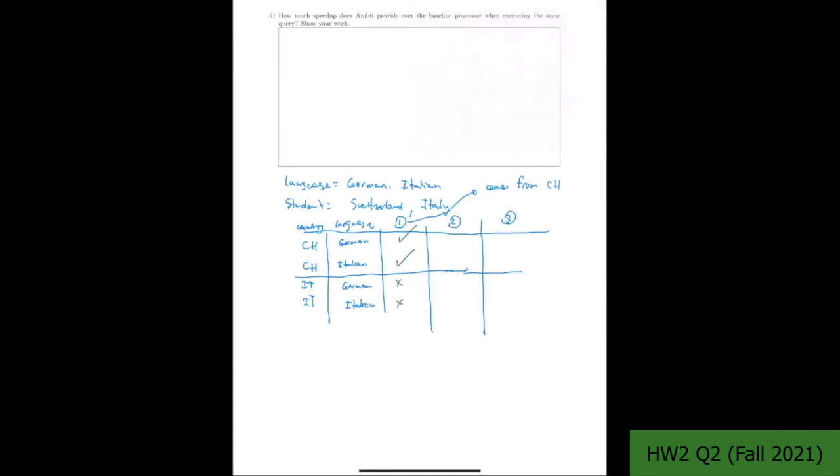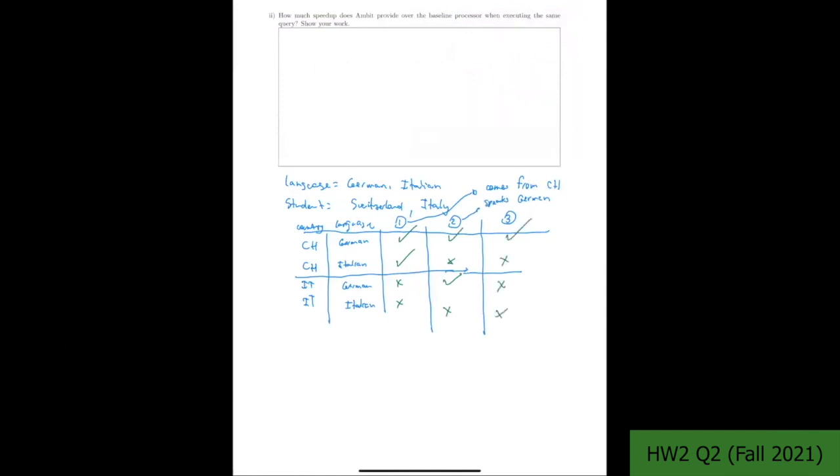The second one asks if you want the student that speaks German. So you want this line here, you don't want this line here, you want this line here, you don't want this line here, right? And in the end, you want both. You want the student to come from Switzerland and speak German. So the only line that's important for you is this one. And you don't want this one, this one, or this one.